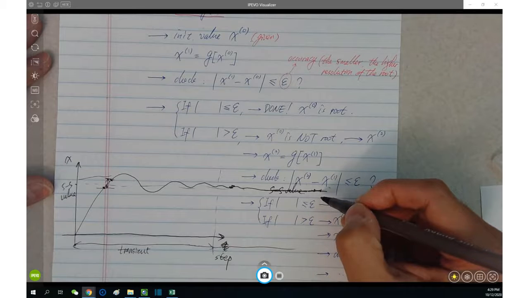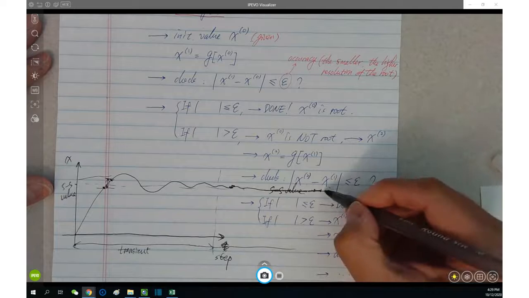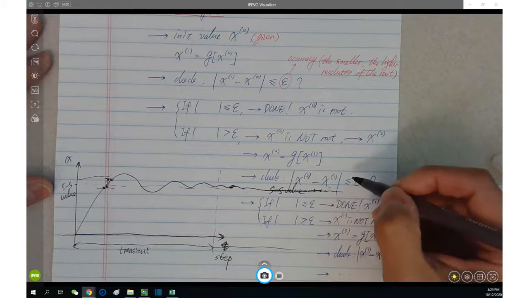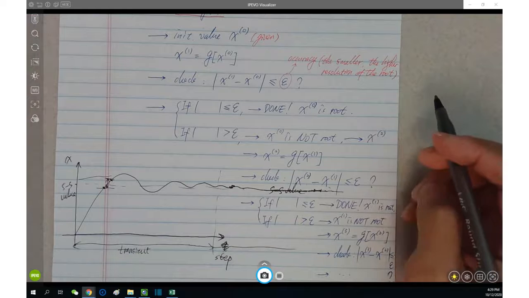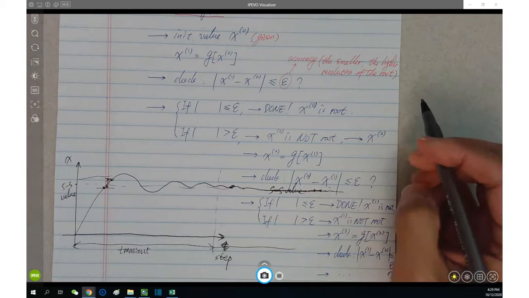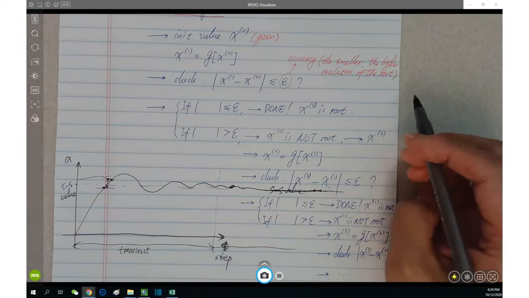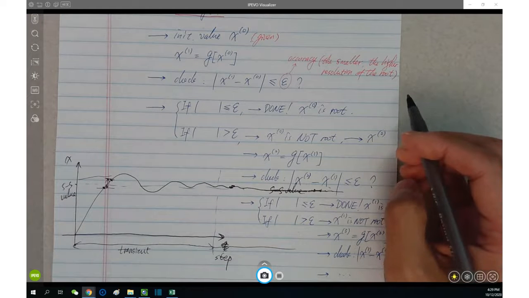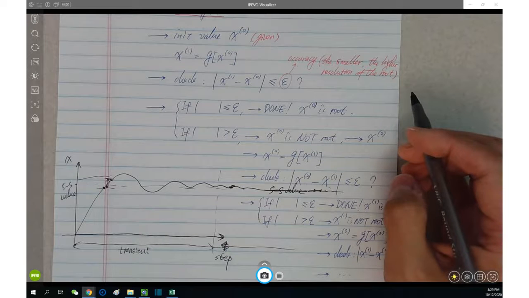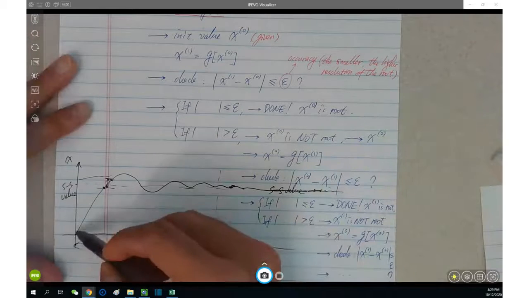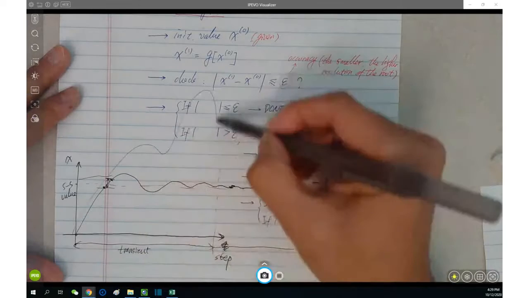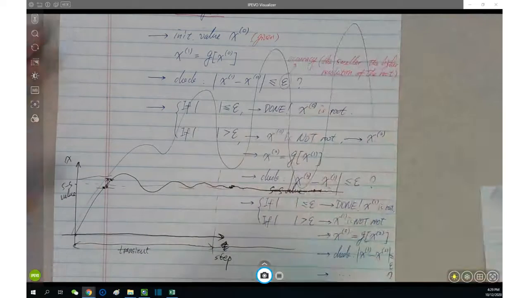And when you don't have a solution that will converge, then what? Generally speaking, it means you chose the wrong initial value. If you choose the wrong initial value, it possibly goes like this. In control systems, what do we call it? Unstable. So your initial value choice is very, very critical.